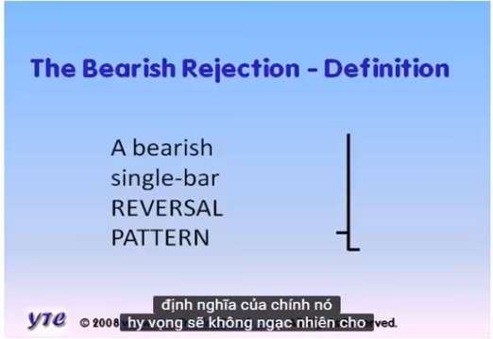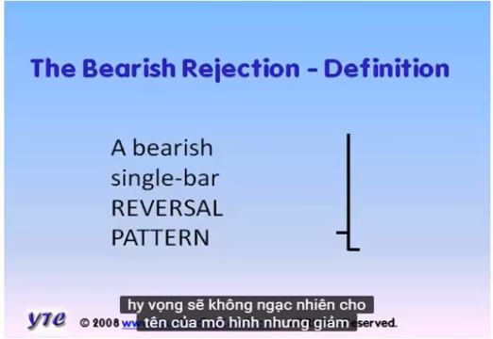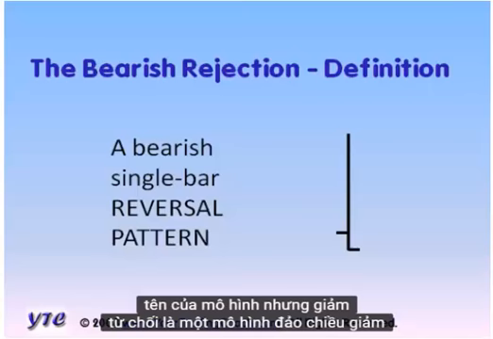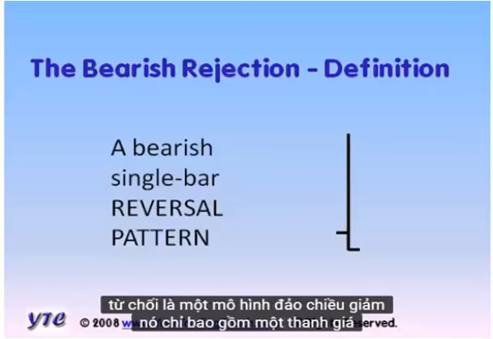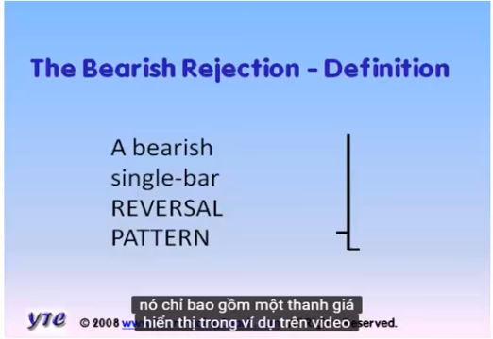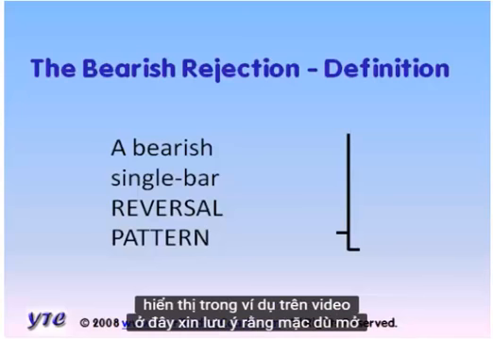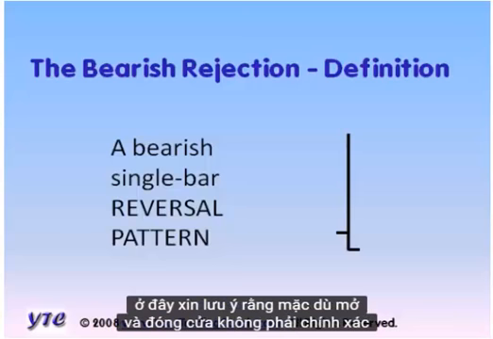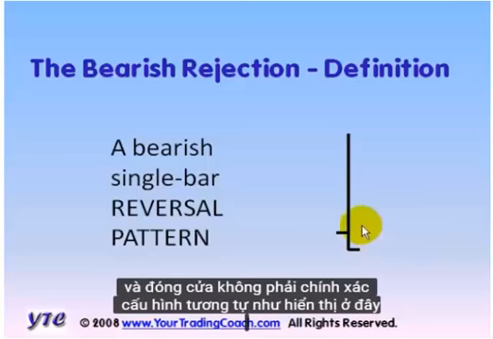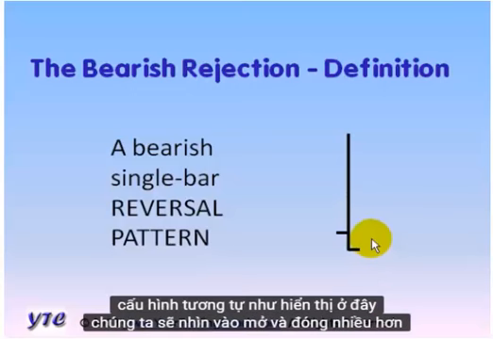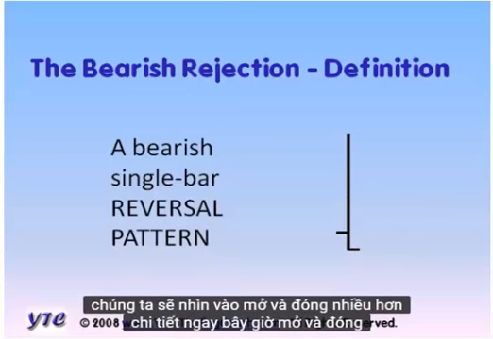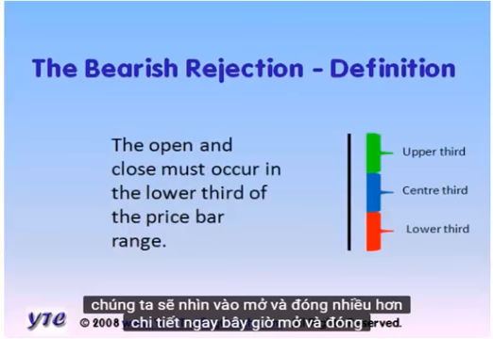It will hopefully come as no surprise given the name of the pattern, but the bearish rejection is a bearish reversal pattern. It consists of only one price bar as displayed in the example on the video here. Please note though that the open and close don't have to be in exactly the same configuration as displayed here. We'll look at the open and close in more detail right now.